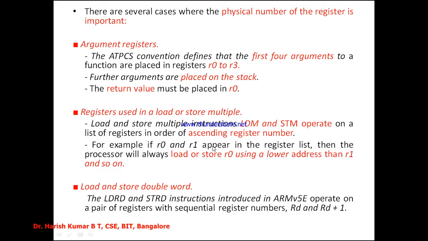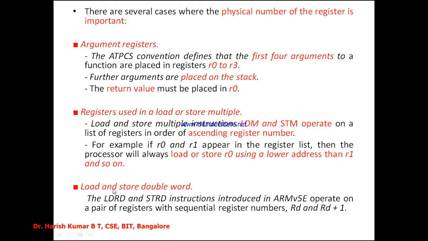Similarly, if it is a store instruction, the value of R0 will be stored at the lower address, and the value of R1 will be stored at the higher address. That is what ascending register number means. This always gets the lower address, and this always gets the higher address.